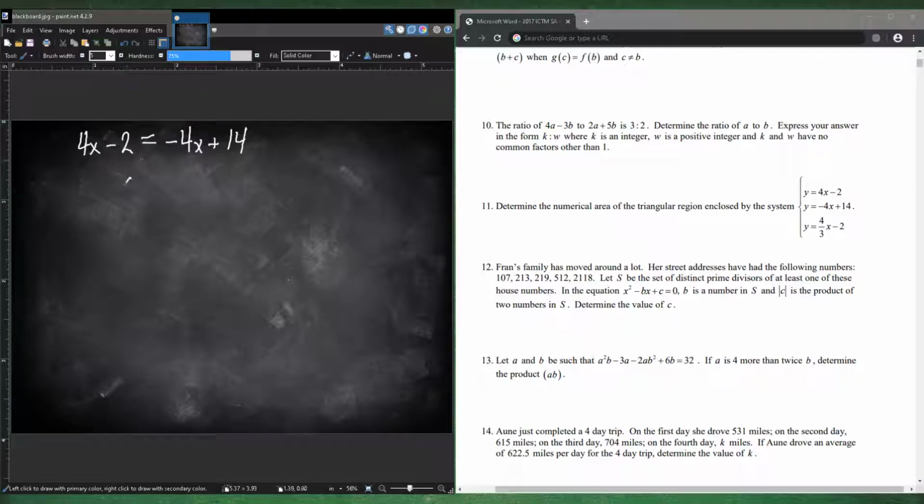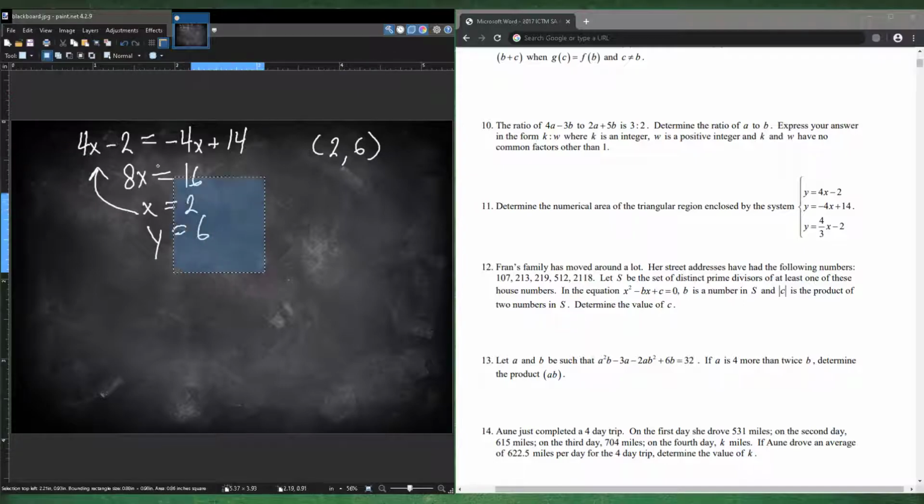So adding them together, that's 8x is equal to 16. That means x is equal to 2. So if x is equal to 2, let's plug it back into this equation. So that is 8 minus 2 is 6. So our first point is 2 comma 6. Okay, so we know that part.